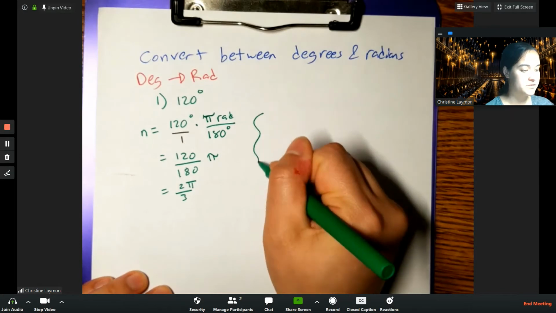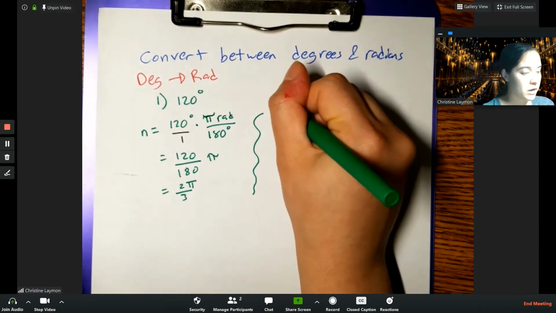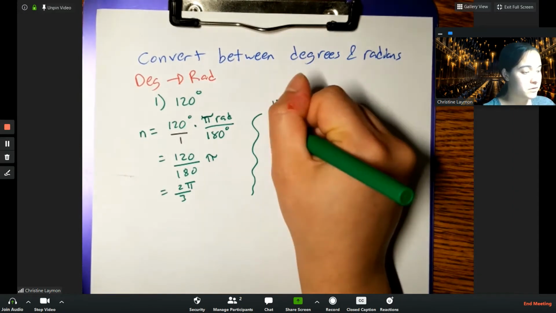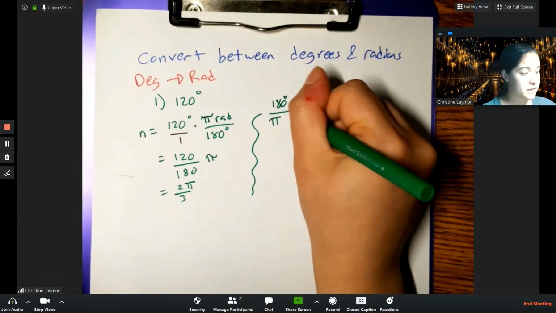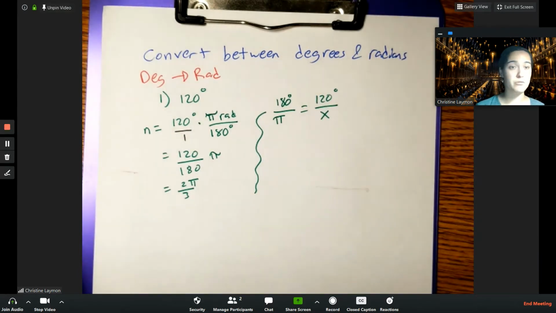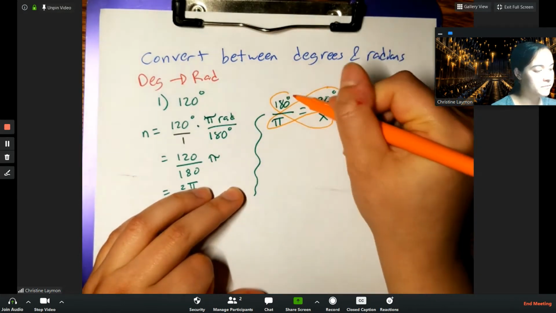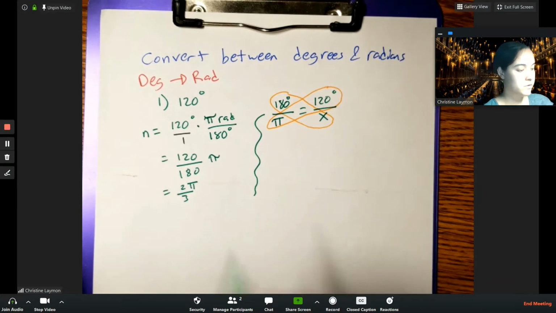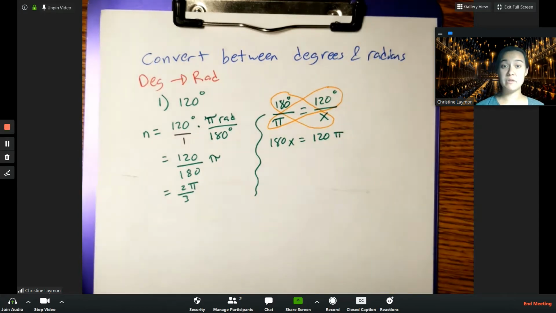So I'm going to separate this. Another way of doing this is to say that I have 180 degrees over pi radians. Again, this is pi equals 120 degrees over x. That's the ratio method. Go ahead and cross multiply, butterfly method. I'm going to do 120 and pi, 180 and x. So I have 180x equals 120 pi. And again, when I'm doing this, do not multiply out the pi. I want pi in my final answer.